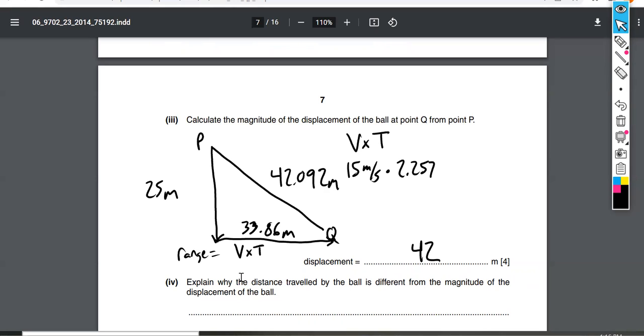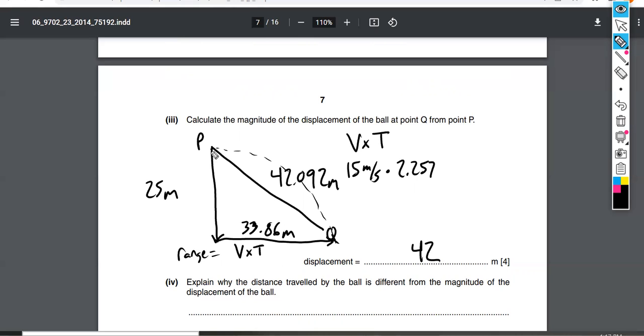Part 4 here reads, explain why the distance traveled by the ball is different from the magnitude of the displacement of the ball. This is pretty typical for things in the universe that travel, that the distance they travel is going to be a little bit more than the displacement. So the actual trajectory of the ball was this parabola. We kind of know that objects take that path. But the displacement is just the net change in position. Remember, I reminded you way back when, keep the ideas of vectors and scalars in mind as we continue to work through this, because this is exactly what it is.